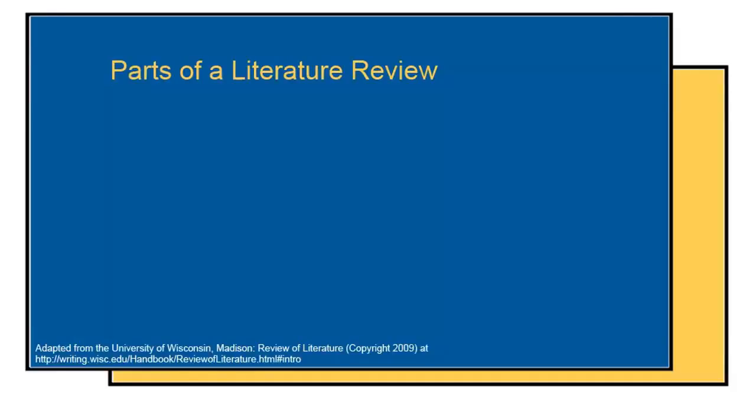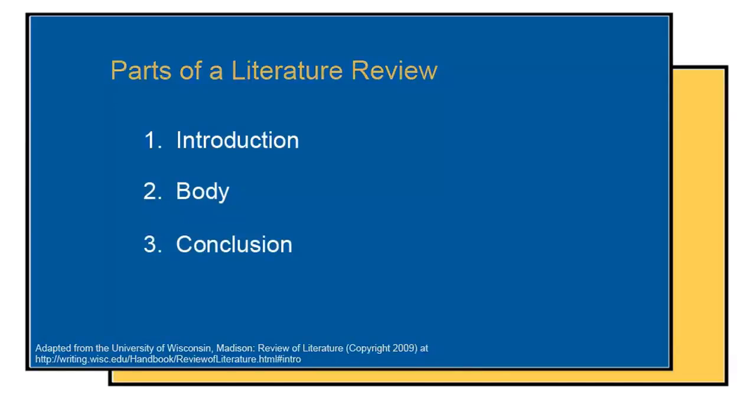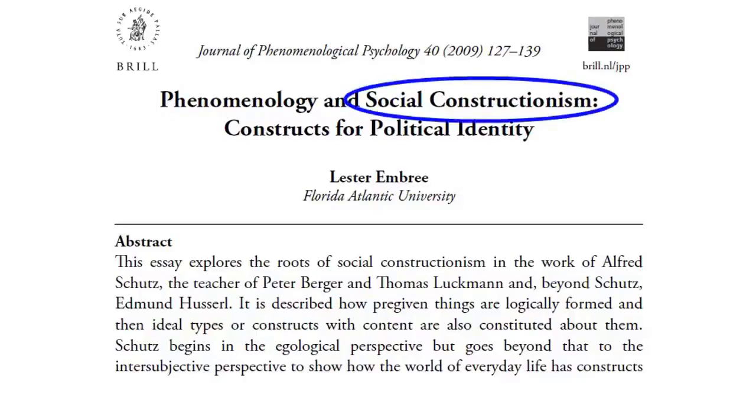Now it's time to write. A literature review has 3 main sections: the introduction, the body, and the conclusion. In your introduction, define or identify the general topic, issue, or area of concern. That is, provide a context for why you're reviewing the literature.